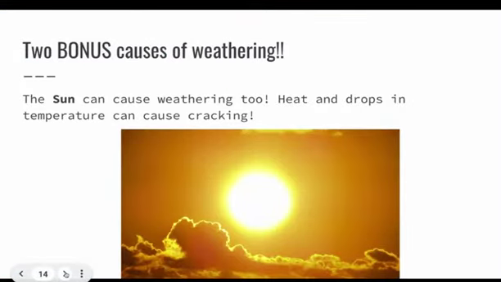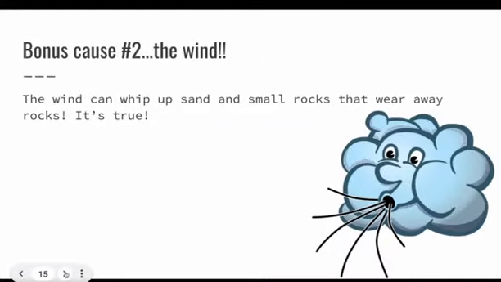Okay? Hey, there's bonus time. Believe it or not, the sun can cause weathering too, even without the rain. Because of extremes in temperature, if you've got a rock in a desert, deserts get very, very cold at night, believe it or not. So when the sun heats up incredibly during the day and then cools at night over and over and over again, those extremes in temperature can also cause cracks in rock and also can be weathering. And the wind can also do it too.